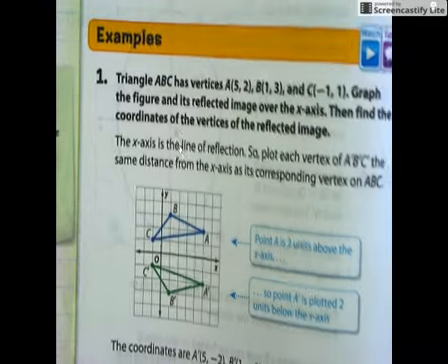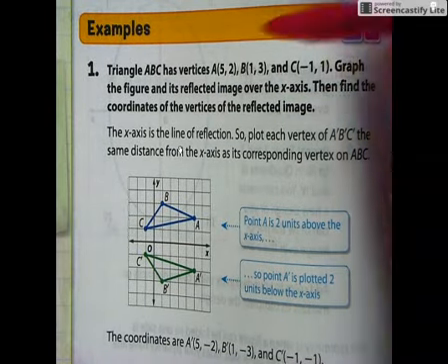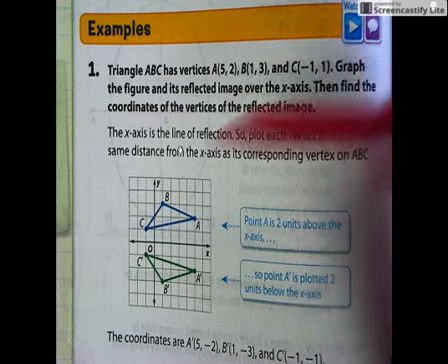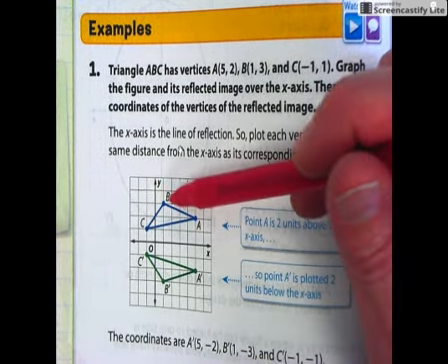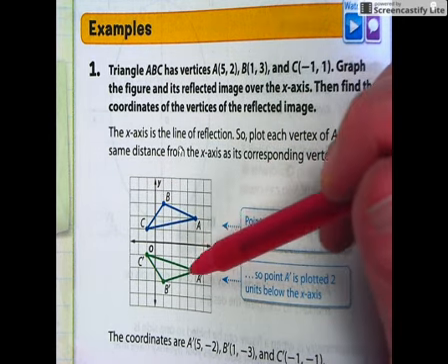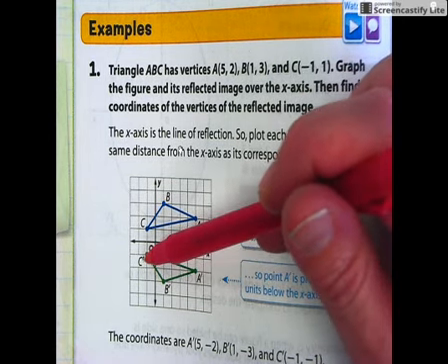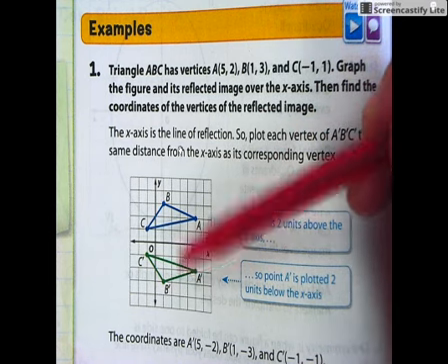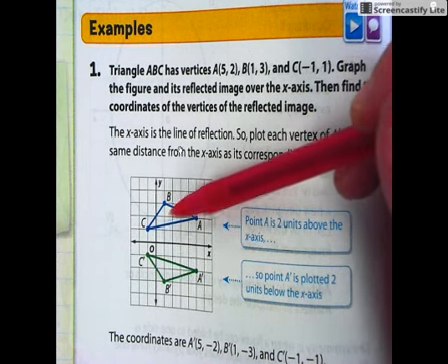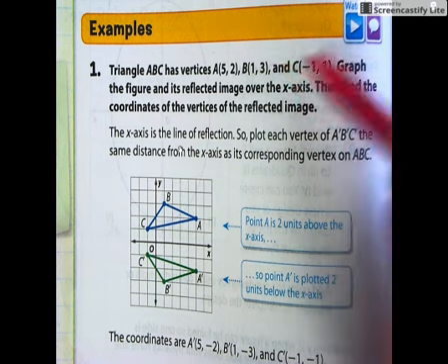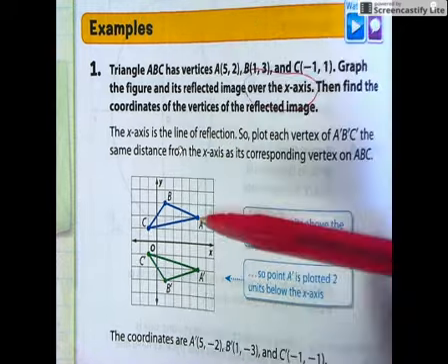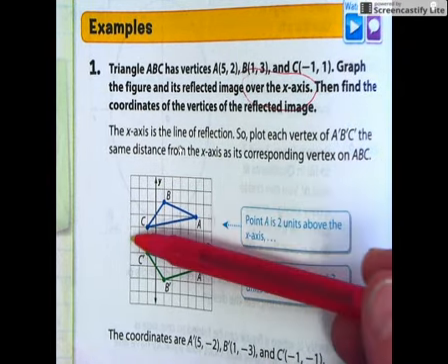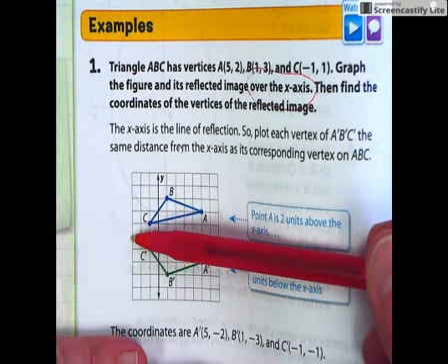Okay, so let's take a look at number 1, this first example. So we have triangle ABC has these 3 vertices, and they're right here. I can tell that the blue triangle is our pre-image because it's just labeled triangle ABC. The green is labeled with ABC prime, with the prime symbol. So that means this is the figure I will reflect and end up over here. So it says graph the figure in its reflected image over the x-axis. So we're going to take this blue one and we're going to reflect it over the x.